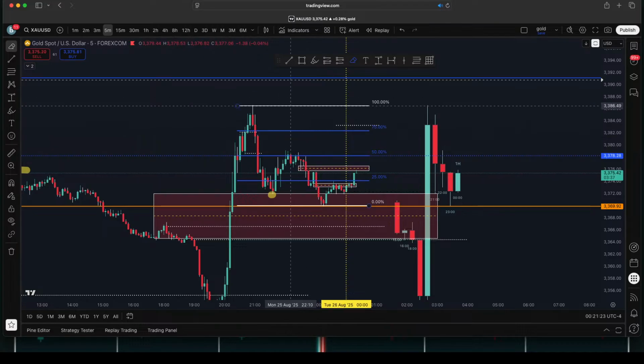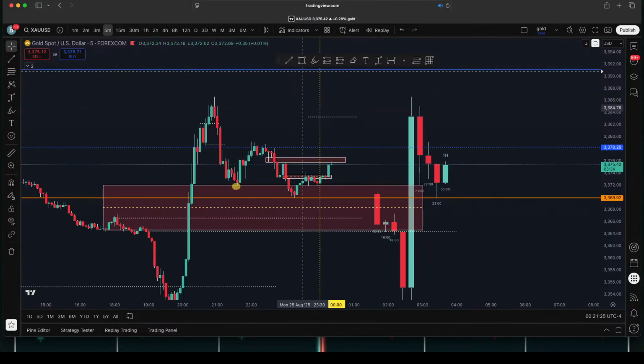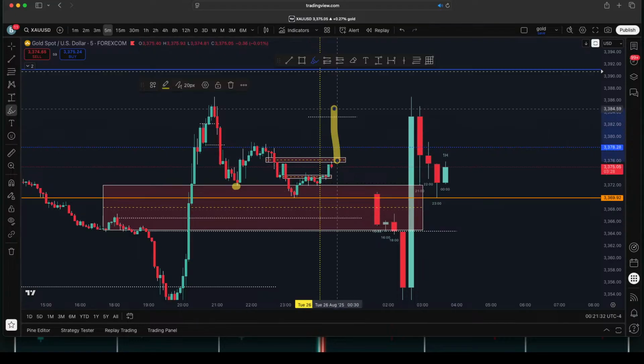But this is why, this is also what I'm thinking, because like I was saying, it can't move up until I believe it hits these levels somewhere down here.